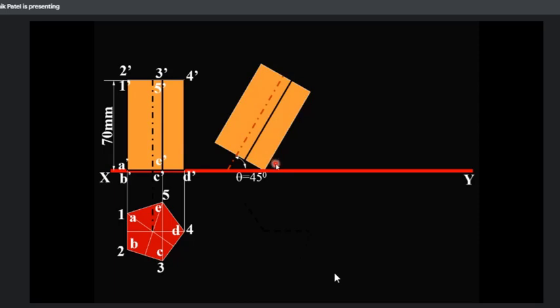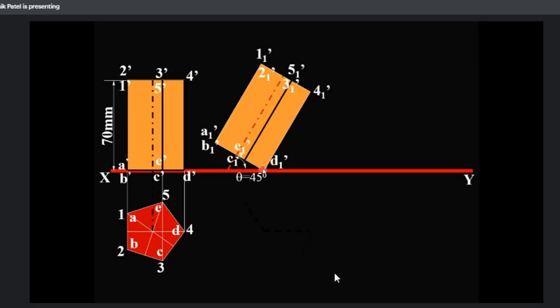Now whenever you transfer the shape, suppose, for example, here I will draw the 45 degree inclination line. I will mark D dash and 4 dash. Then what will you do? Always remember, line D dash 4 dash and A dash D dash are perpendicular to each other. So you should be careful about this point.